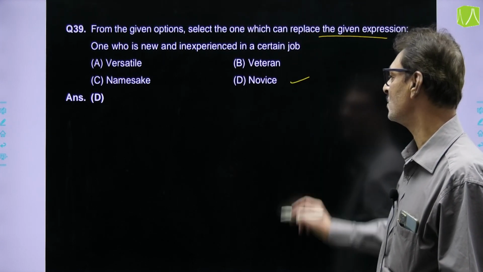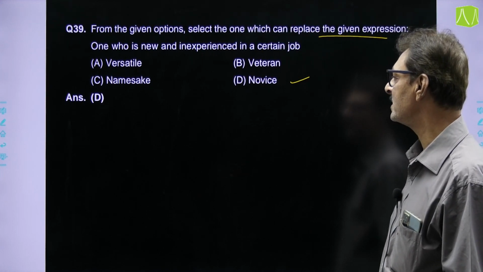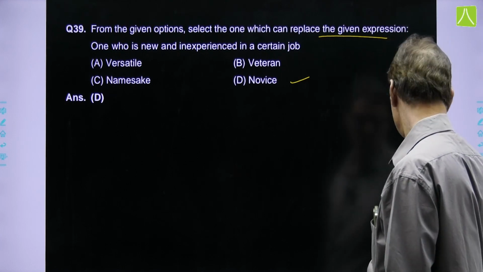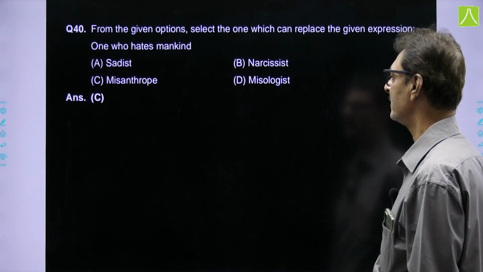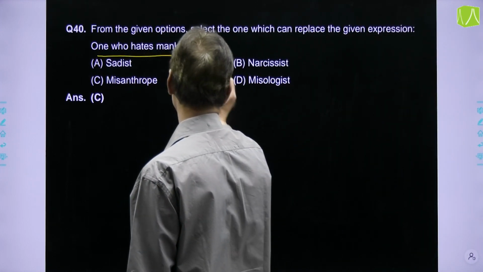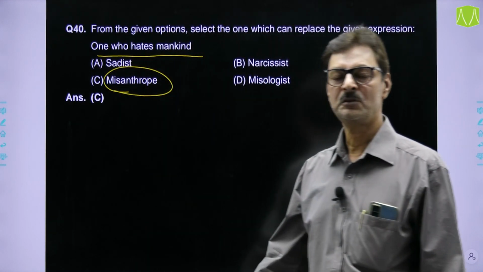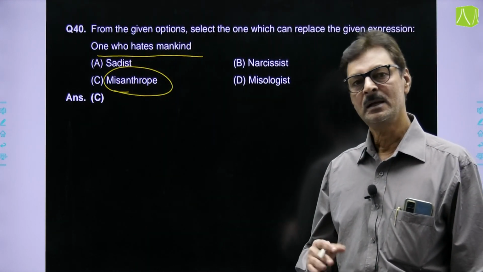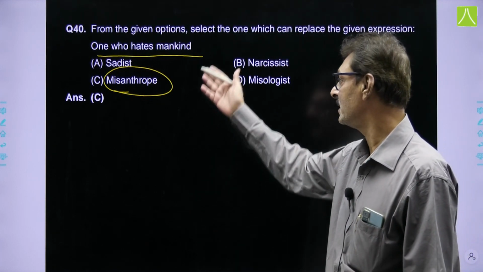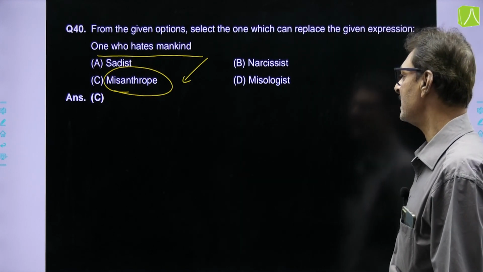Moving on to this one word substitute: one who is new and inexperienced in a certain job, and the correct answer is novice. Novice is the beginner. Tyro. Versatile, veteran, namesake are the words which are eliminated. The correct option is option number D, novice. Next, one who hates mankind is misanthrope. Misanthrope is the person who hates mankind. The opposite of misanthrope is philanthrope, the lover of mankind. But over here, one who hates mankind, so the answer C, misanthrope, is the word.